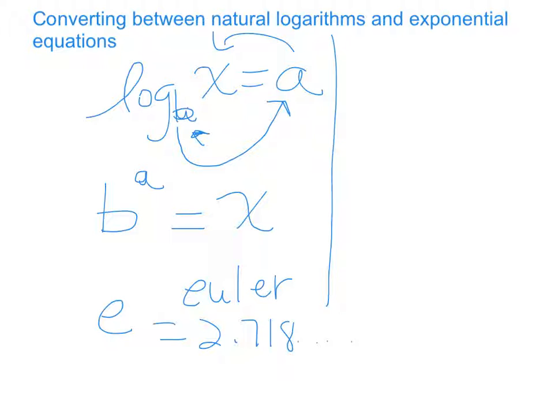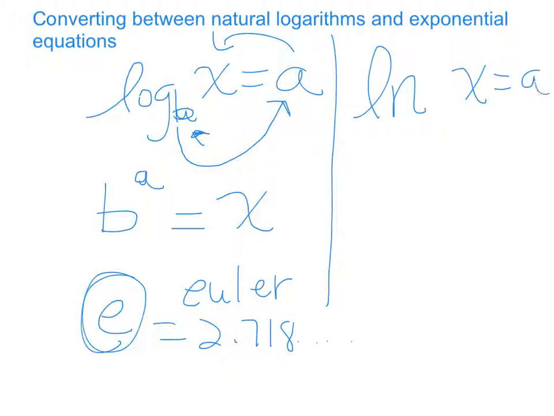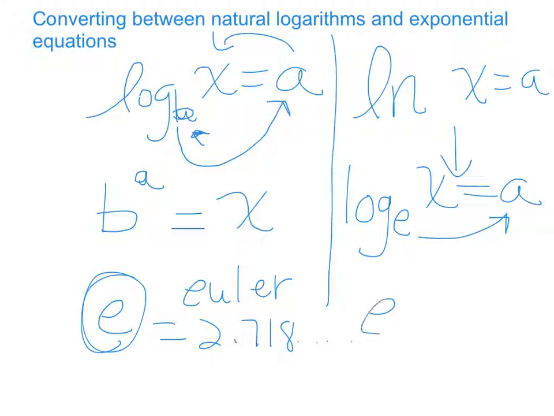Anyways, when we have a log and it's in the base of e, we call it a natural log, and we write it with the letters ln. So if we have ln of x equals a, the way that I do it is I just take it in baby steps. Whenever I see ln of x, I know that I'm actually talking about log with a base e of x equals a. And then it's easier for me to process how to convert it. To convert that to an exponential, it would be e to the a equals x.